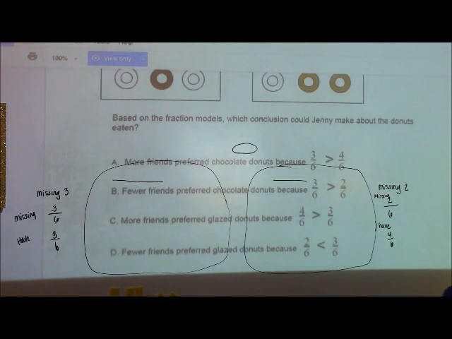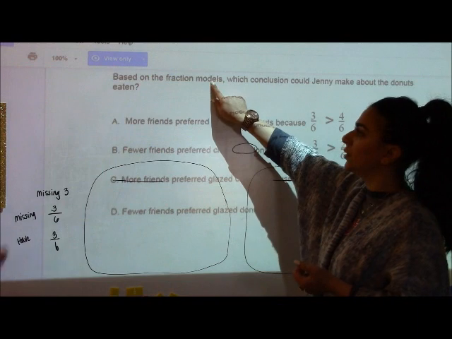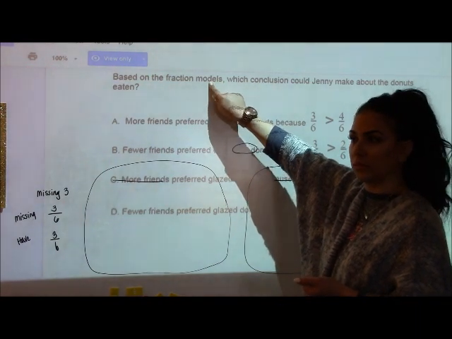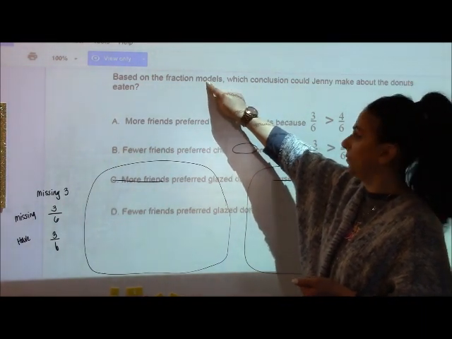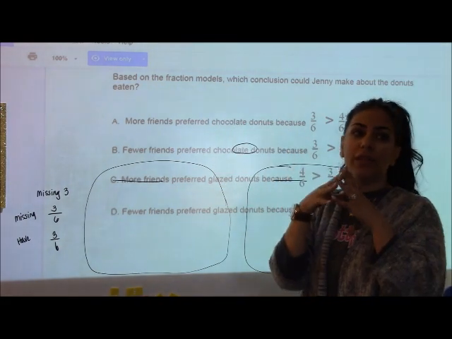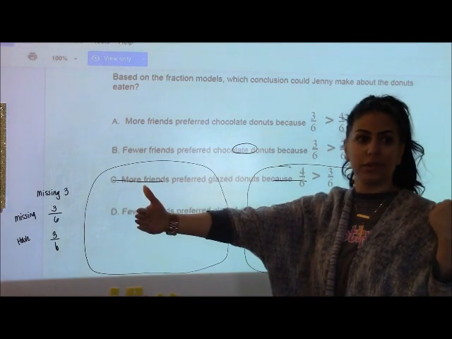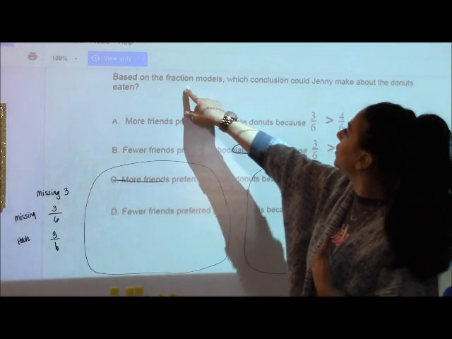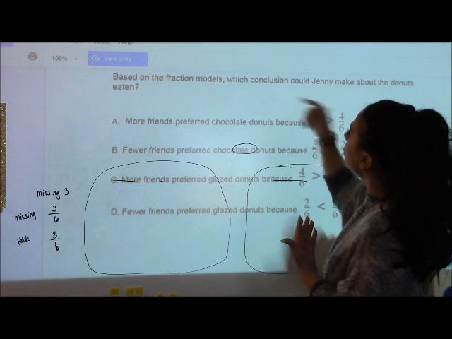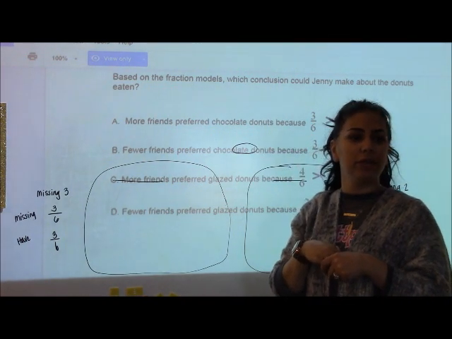Okay. It says based on the fraction models. So all that's saying is based on the text feature. Because we know what a model is, right? Again, just like science. Do you see how all of these connections are happening between all your content areas? Yes. Okay, so based on the fraction models, which conclusion? I know that you guys use that word in reading. What does that mean?